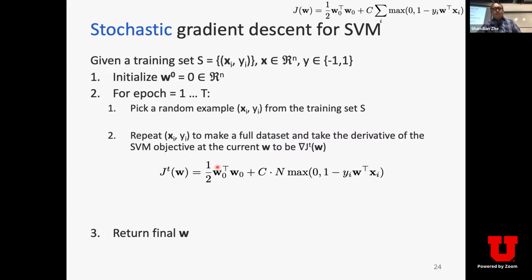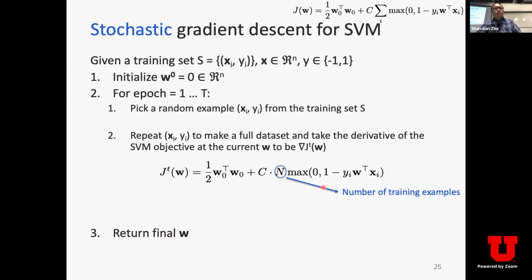That means you need to compute the regularizer, and also because you repeat this xi, yi many, many times, you multiply its loss, which is the hinge loss, by the number of times you repeat, which is n. N is the size of the training set. You compute the training objective on this fake data set to get the gradient. We call it the stochastic gradient because it's not the true gradient. You only actually compute it with a single example, and use that to approximate the true gradient and do the descent.